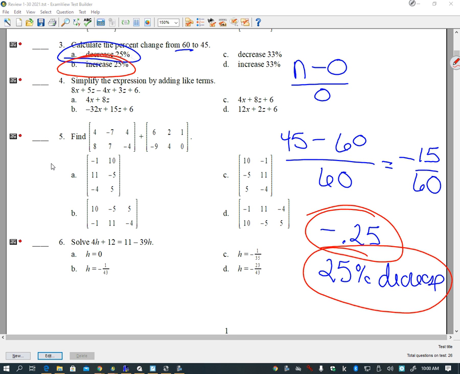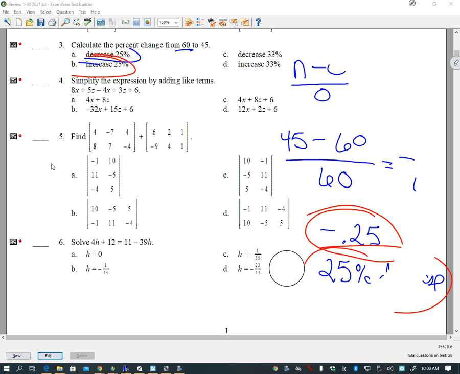I would probably overturn it if you show negative 25%. Yes. Okay. All right, but make sure that there's enough on your paper to prove your answer.